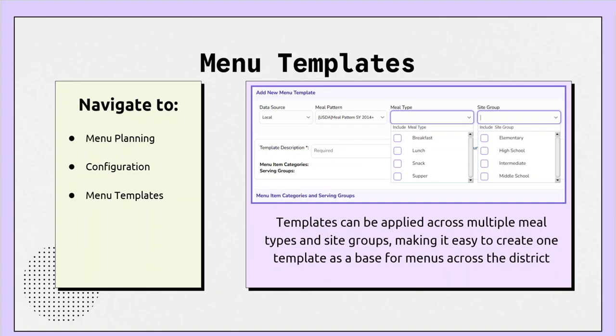You can also create templates to use as a base for your menus. You can choose to customize templates for specific meal types or site groups, but you can also choose all so that you can use them district-wide. These are great when you have a base menu that you serve, such as Hamburger Thursday, across the district, but then may have seasonal add-ons that change.